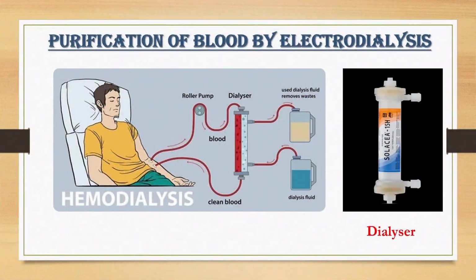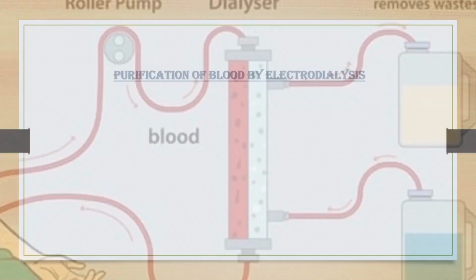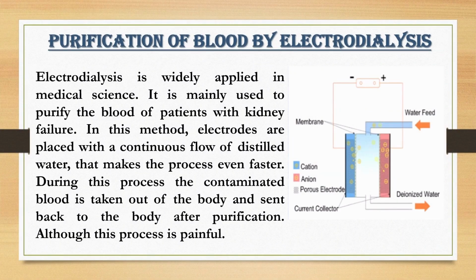Purification of blood by electrodialysis is also an application of colloidal chemistry. Electrodialysis is widely applied in medical science. It is mainly used to purify the blood of patients with kidney failure. In this method, electrodes are placed with a continuous flow of distilled water that makes the process even faster. During this process, the contaminated blood is taken out of the body and sent back to the body after purification, although this process is painful.